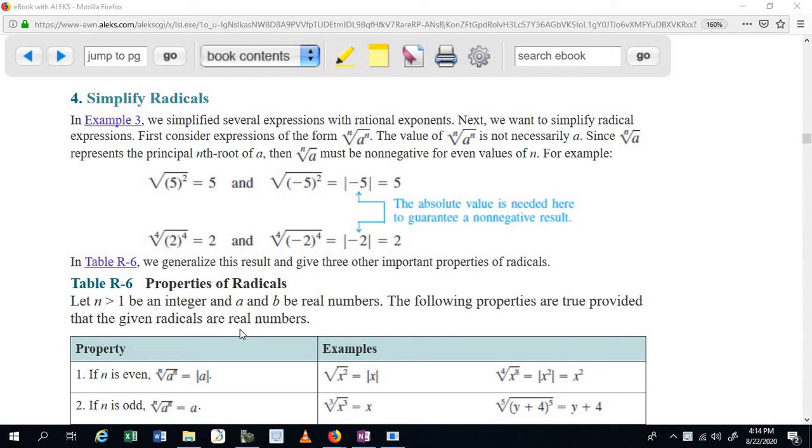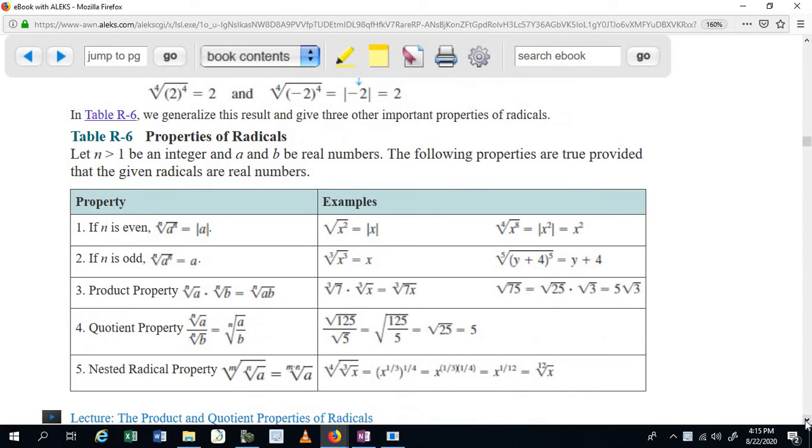Hello again. In this video, we're going to go over section R3, objective 4, which is about simplifying radicals. Now, before we actually simplify some radicals, let's get familiar with these 5 properties of radicals.